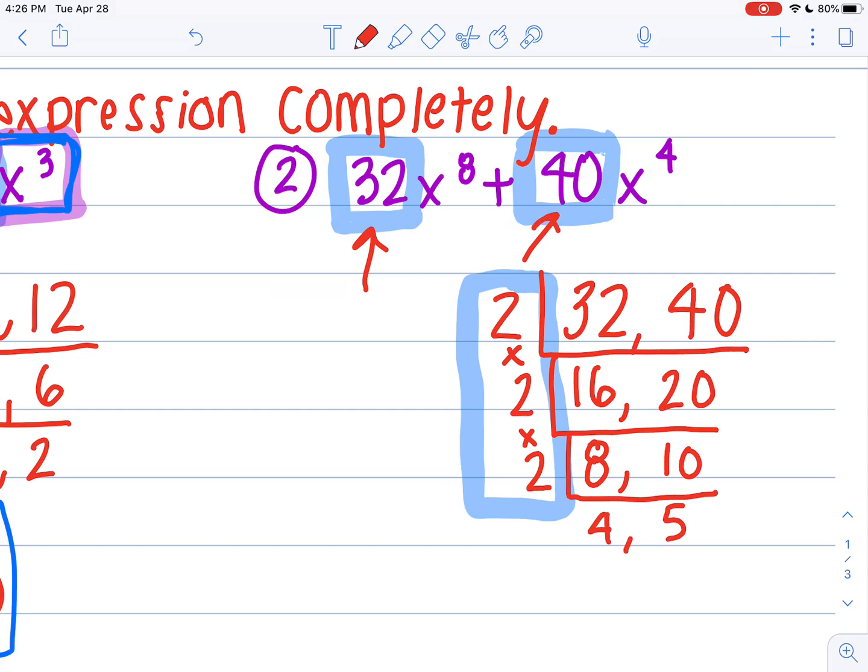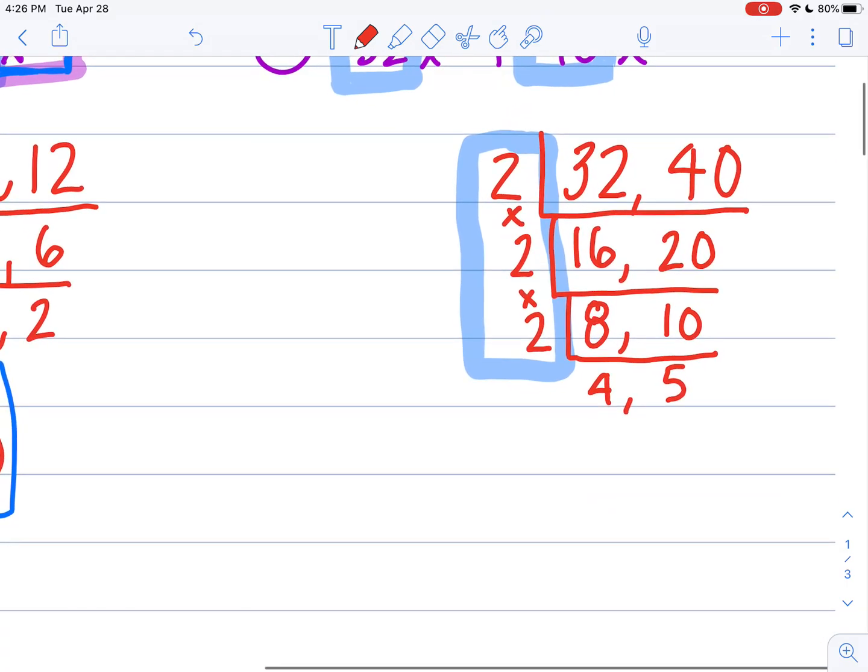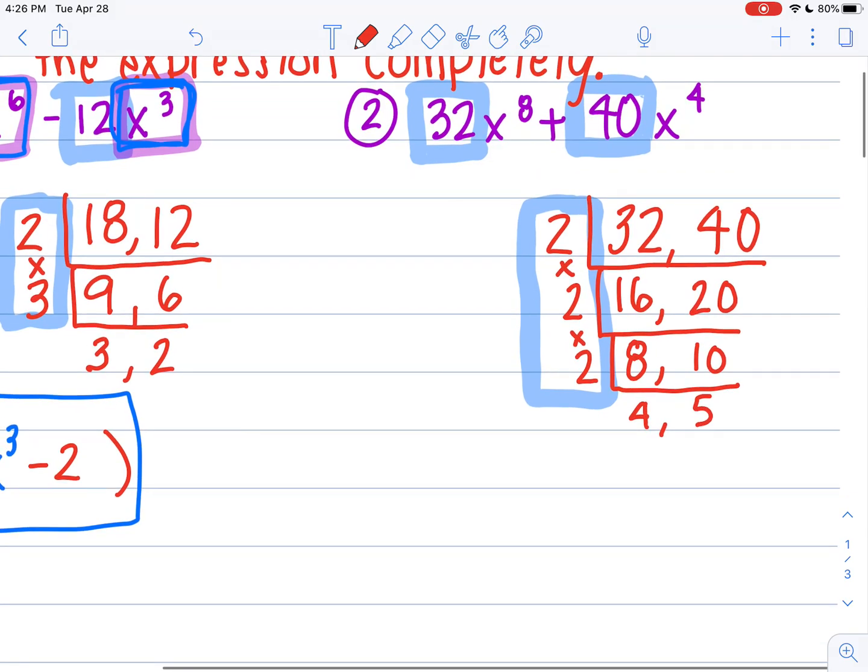Now, if you look at 32 and 40, if you knew that 8 divides into both of those automatically, you don't need to do this whole process. But if you're not sure, that's where you start. So 8 is my answer.